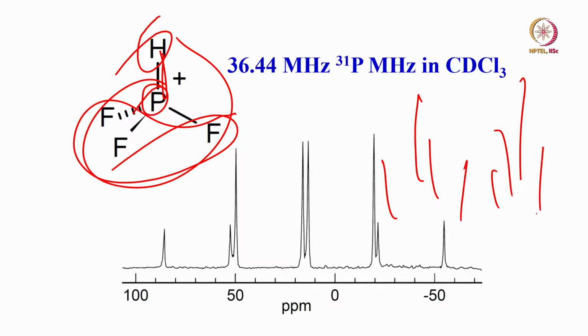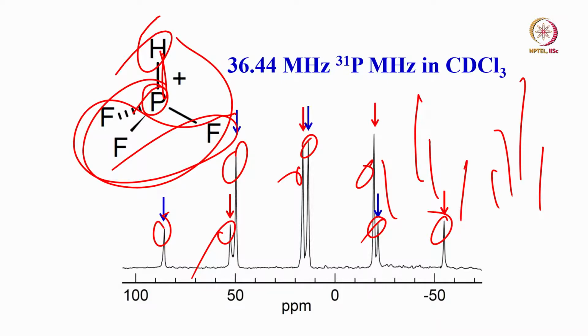You can see that there are 2 quartets here. One quartet is this, this, this and this. The other is this, this, this and this. There are 2 quartets. And this one large separation corresponds to the HP coupling. The other separation of the quartet gives rise to the PF coupling. So this is the case where phosphorus has coupling with 2 other heteronuclei. As a consequence, what you are going to see is a doublet of quartets. This is 1 quartet, this is another quartet. See, very easily you can see the 2 quartets, which I will show you here.